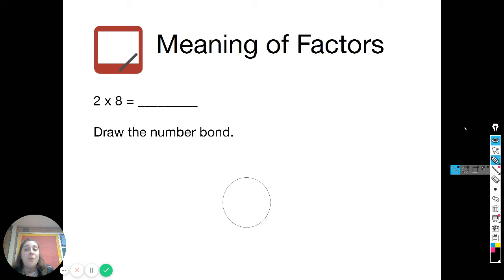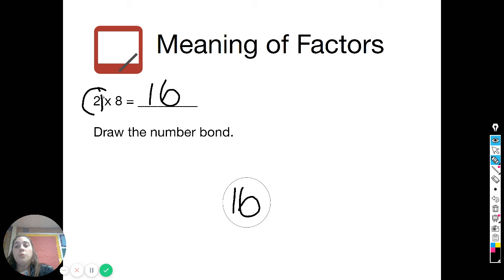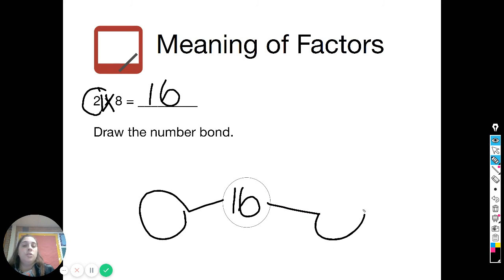Okay, now we have to do the same equation, but we have to make a number bond instead. Now we had just figured out that 2 groups of 8 equals 16, so let's go ahead and fill that in. Now we know that since that's our product, or our answer, that is what's going to go in the big circle in the middle. Now we have 2 groups, because remember this is groups of, so we have 2 groups, so we just need to make 2 pieces coming off of our number bond.